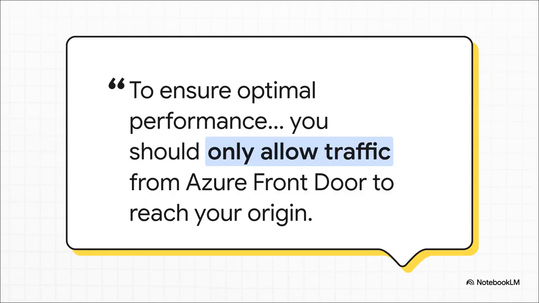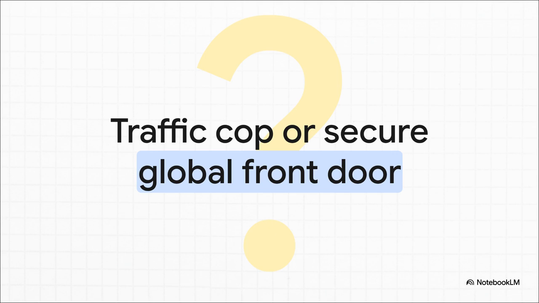Here's a super important best practice, and this comes straight from Microsoft's own documentation. When you use a service like Front Door, you absolutely have to lock down your backend servers so they only accept traffic from Front Door itself. Why? Because this prevents attackers from just bypassing all of your fancy security at the edge and hitting your application servers directly.